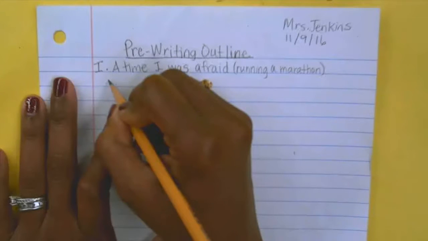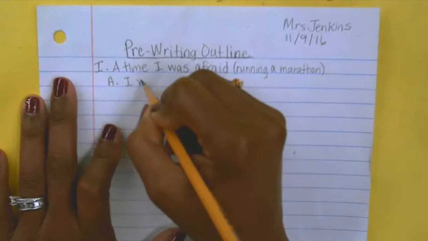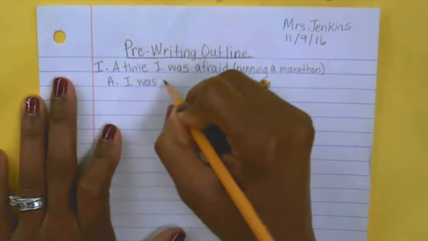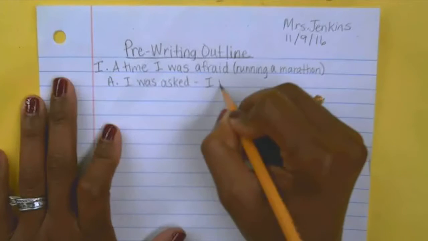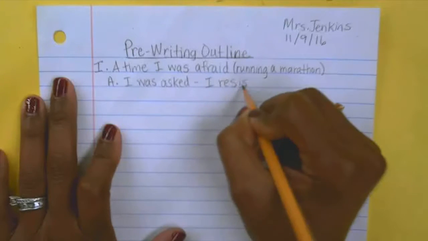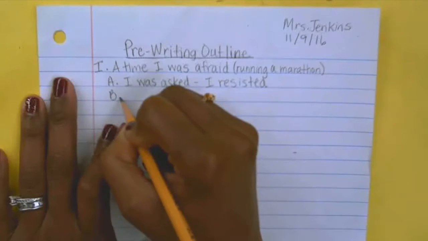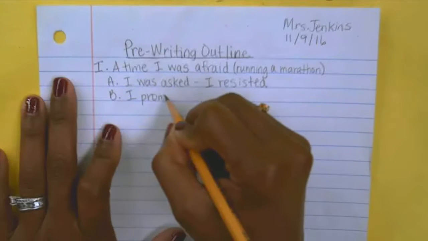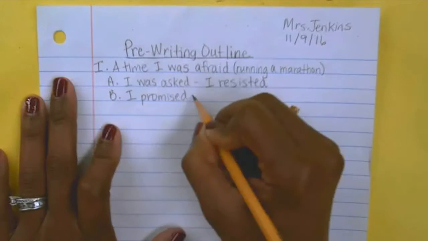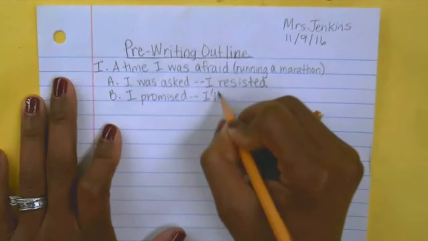Roman numeral 1 also has an A, B, and a C. And in the A, B, and the C, I get to tell you all about the details of the time I was afraid. These are called controls, and these will be the subtopics. I call them controls because these will be the things that control my writing, what I can cover and what I can't cover. I cannot tell you everything about this time that I was afraid.